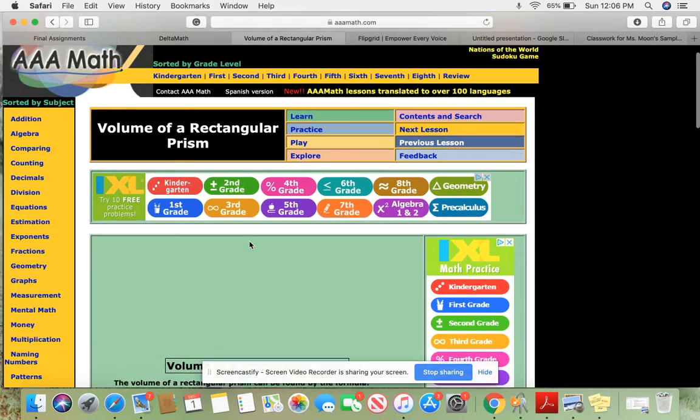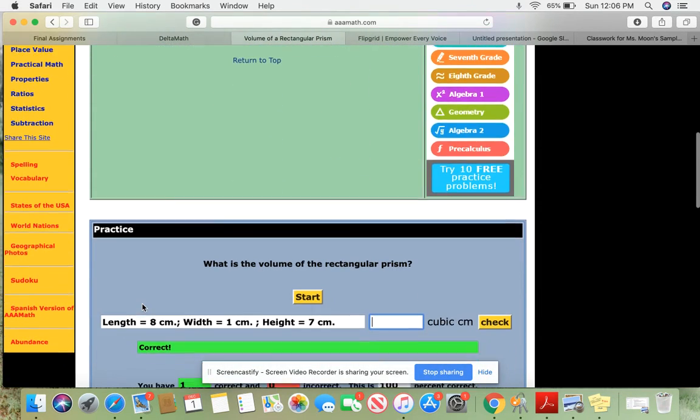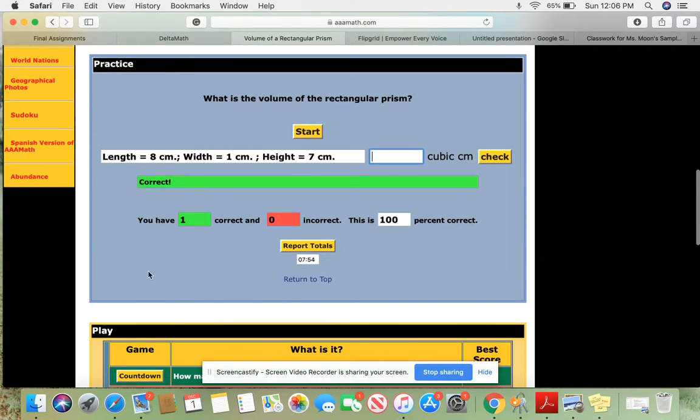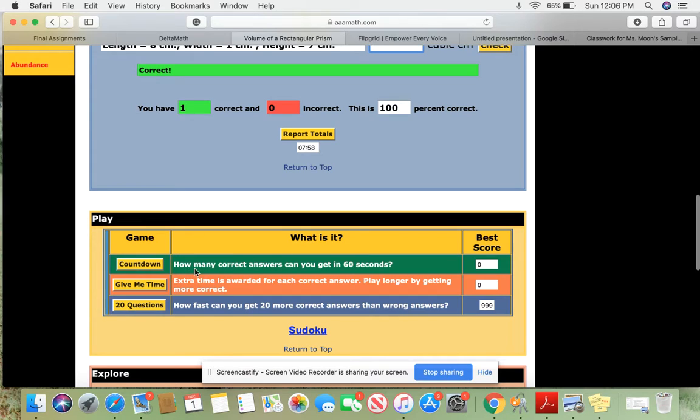Once they finished with the Delta Math examples visually, they would navigate to some practice problems. Here they would go to AAAmath.com, and very similar to DeltaMath.com, there's tons of grade levels, tons of resources for math. You can see on the side here, there's just anything you could think of. They're going to have some practice problems.